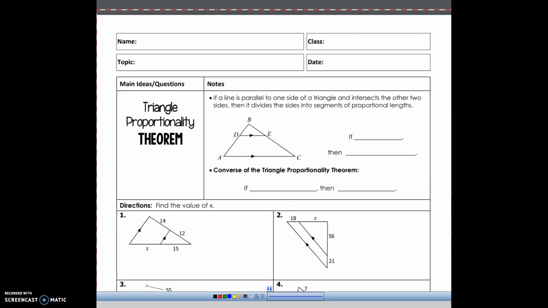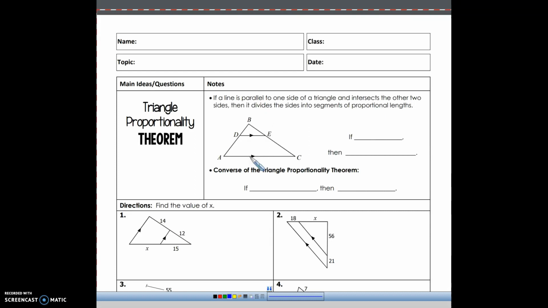In this next lesson, we're going to talk about a new theorem called the triangle proportionality theorem. This theorem says that if a line is parallel to one side of a triangle, so here we have triangle ABC, so if DE is parallel to this side AC, and if DE intersects the two other sides of the triangle, then that line divides the sides into segments of proportional lengths.